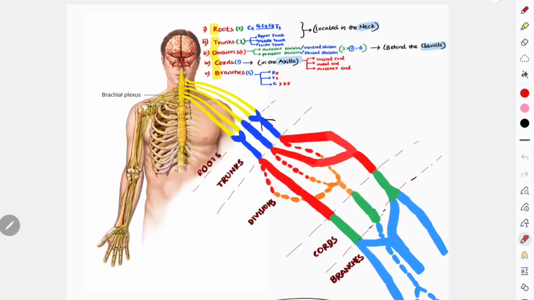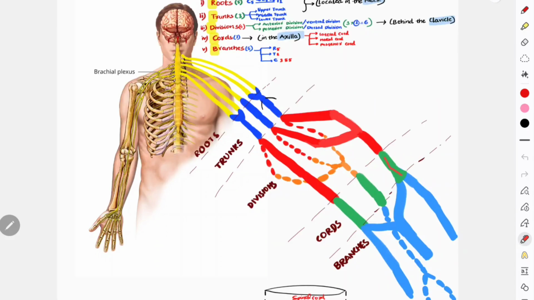These divisions further unite to form cords. See, the anterior division of the upper trunk and the anterior division of the middle trunk form one cord, the lateral cord. And the posterior division of the upper trunk, the posterior division of the middle trunk and the posterior division of the lower trunk unite to form the posterior cord. And the anterior division of the lower trunk alone forms the medial cord. So these are the cords.